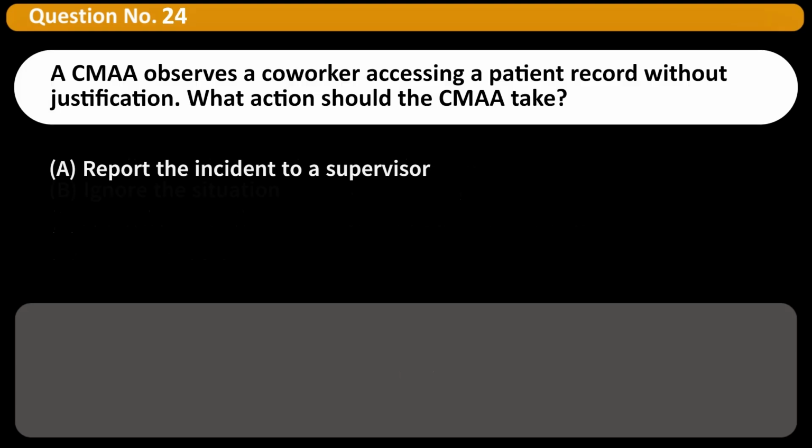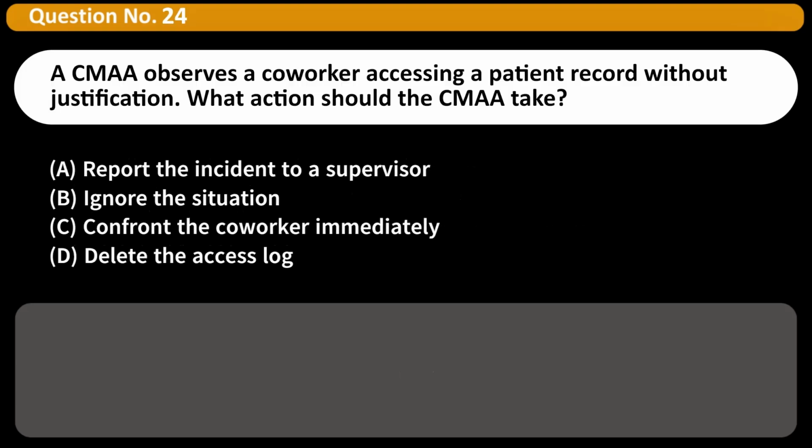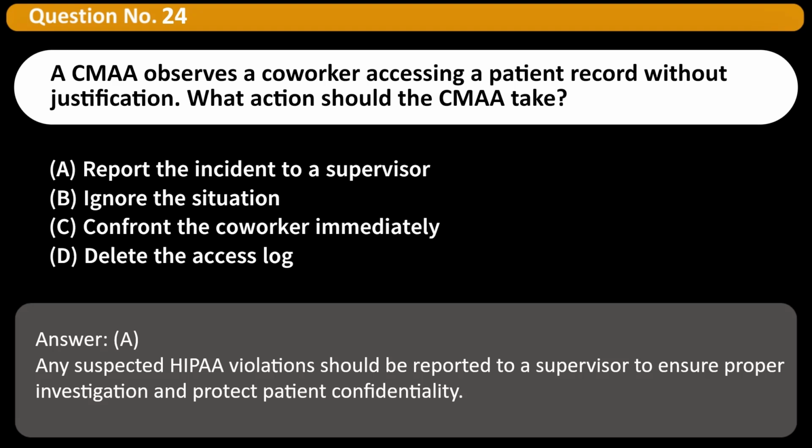A CMAA observes a coworker accessing a patient record without justification. What action should the CMAA take? A. Report the incident to a supervisor. B. Ignore the situation. C. Confront the coworker immediately. D. Delete the access log. Answer: A. Any suspected HIPAA violations should be reported to a supervisor to ensure proper investigation and protect patient confidentiality.